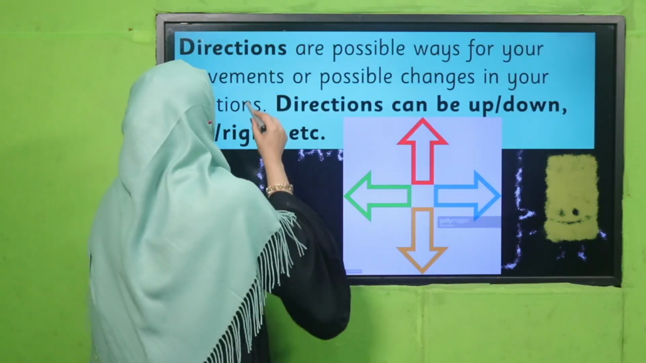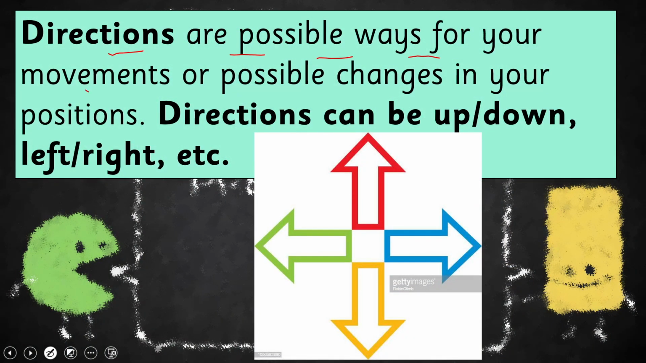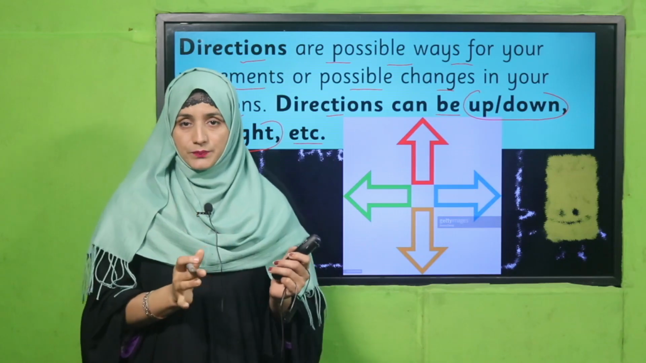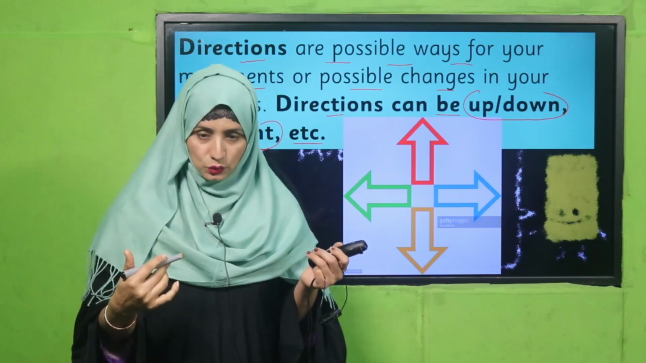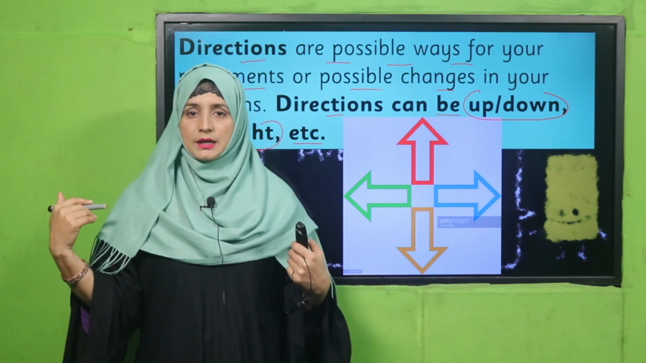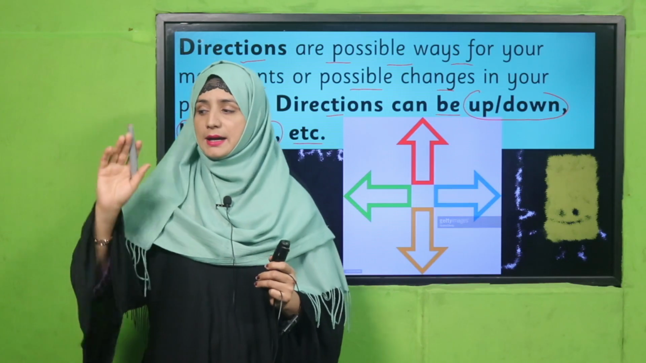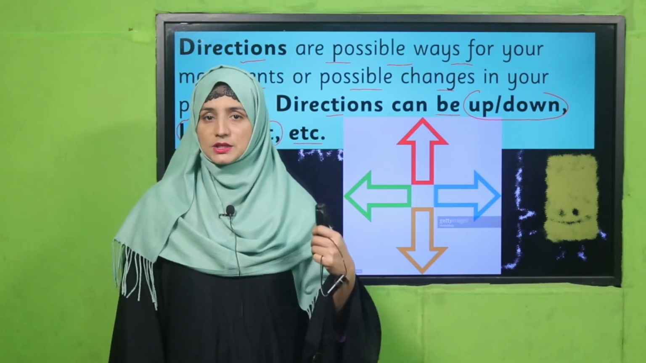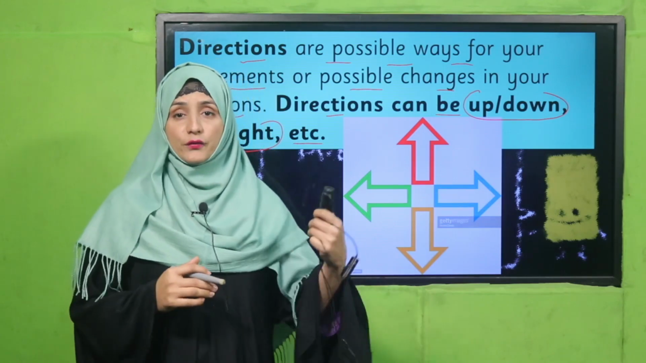Let's see directions. Directions are possible ways for your movements, possible changes in your positions. Directions can be up or down, left or right, etc. So my dear students, directions are possible ways of your movement. Where we are moving, suppose I am moving, so I am coming upward, so that is backward. Okay, is it clear? Now I am moving my hand like this, this is my right direction, this is left direction, in this way. So directions have different phases.